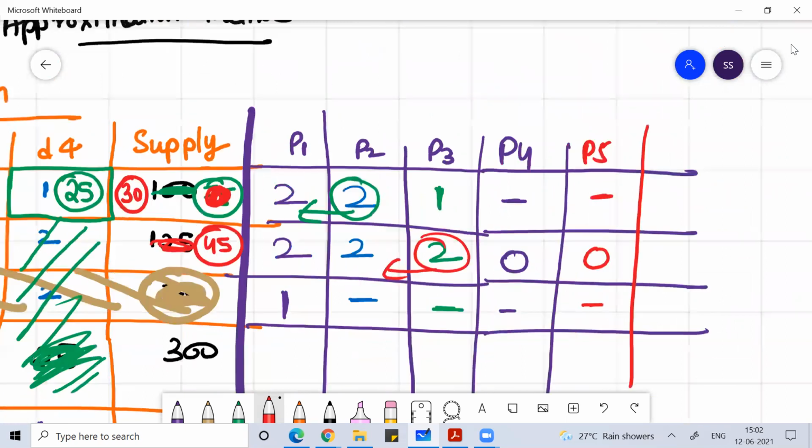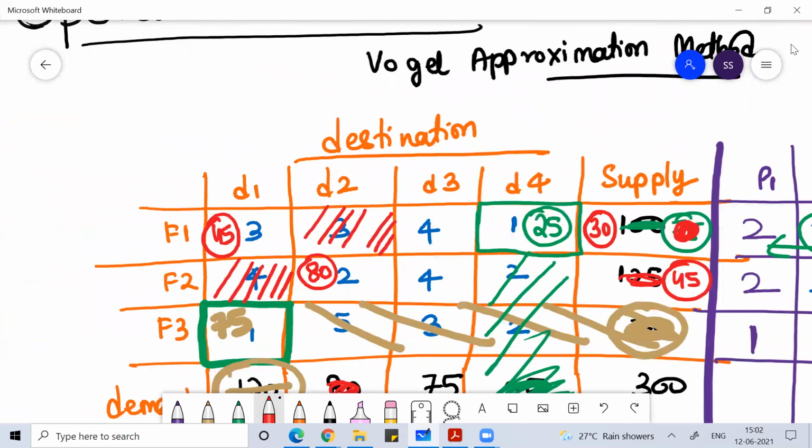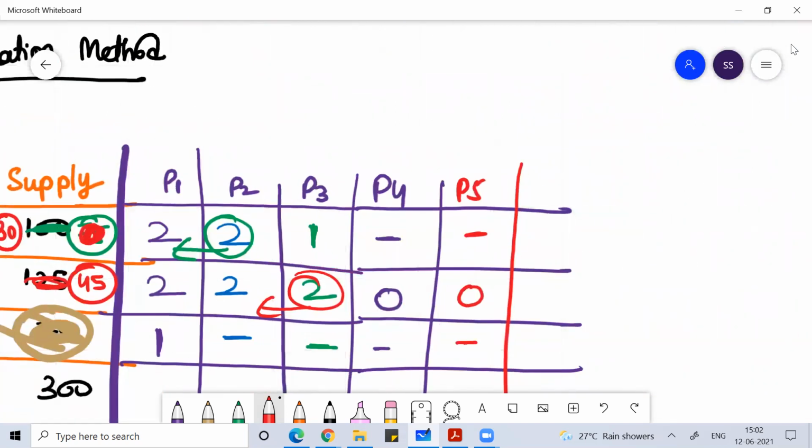This will be, I think, 0. P5, let me confirm. Not 0, this is 4. P5 is 4. This only we will do, the largest one. So P5, this will enter.